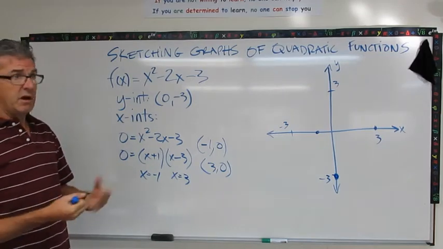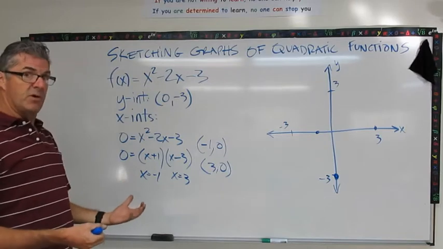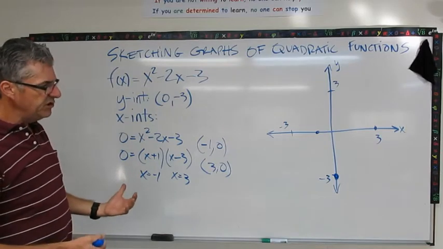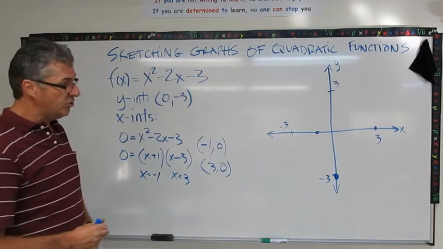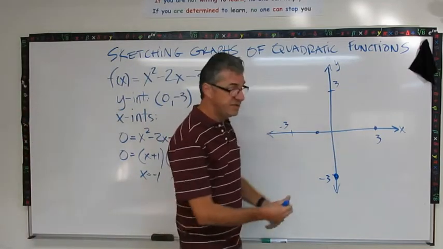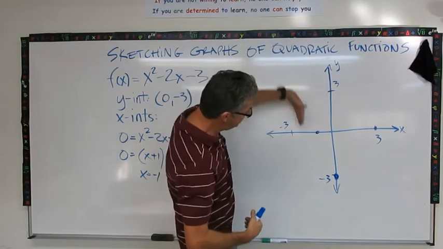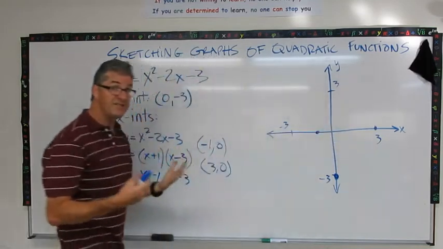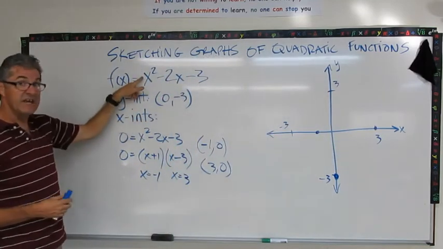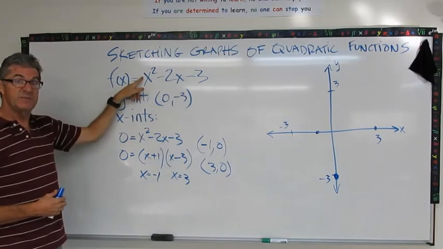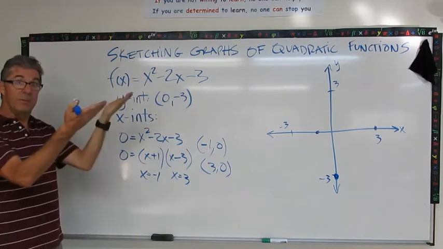You might be wondering now, well, does this thing open up or down? If you look, it'd be pretty hard to draw a parabola connecting these 3 points that opened down. It's just, you can't do it. So the parabola has to open up. That's confirmed. Remember, our a here is positive 1, so it's positive, so it has to open up.